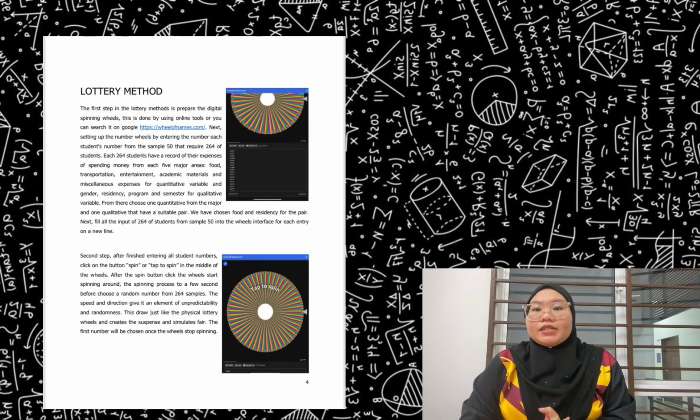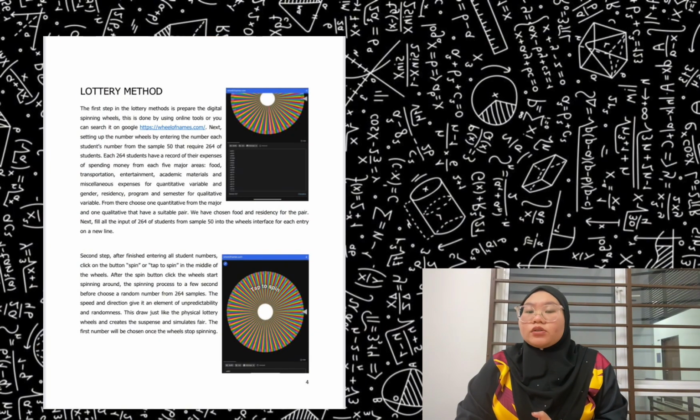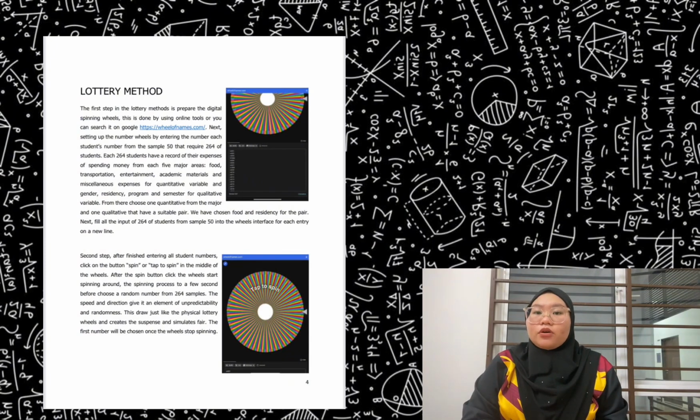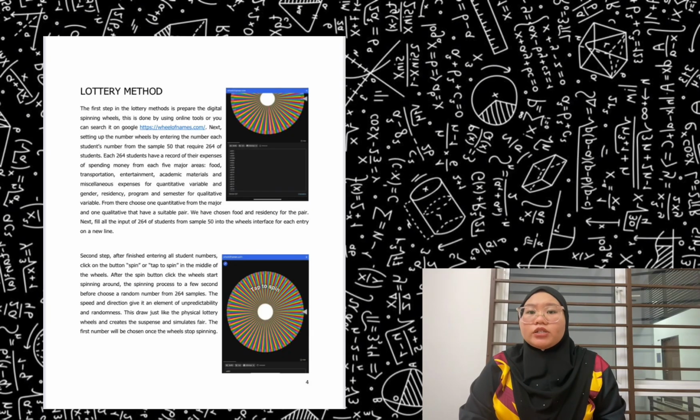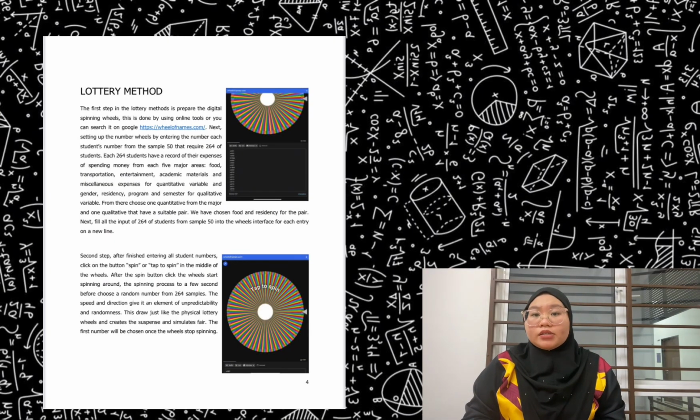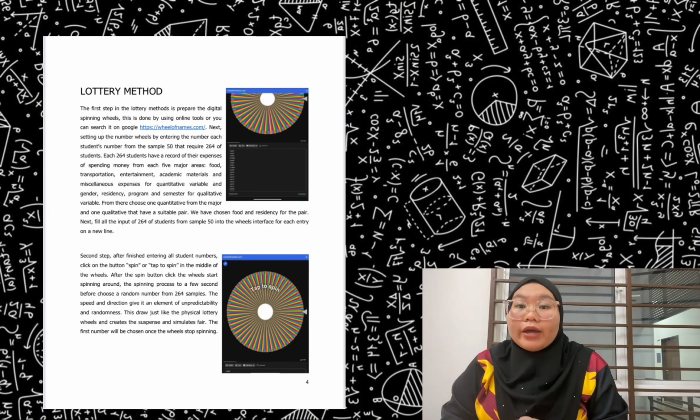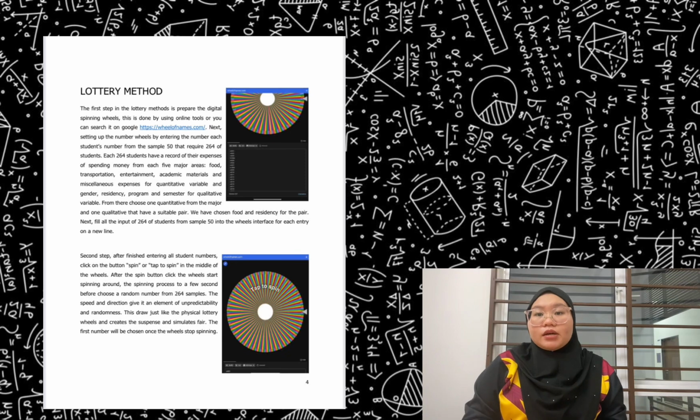Lottery method. The first step is setting up the digital wheel online. We enter the student numbers of a sample of 264 students from KPM Bandar Melaka, who each had a record of expenses in 5 major areas: food, transportation, entertainment, academic material, and miscellaneous. We also include qualitative variables like gender, residency, program, and semester. For our analysis, we selected food as the quantitative variable and residency as the qualitative one. We enter all 264 students' numbers into the wheel.